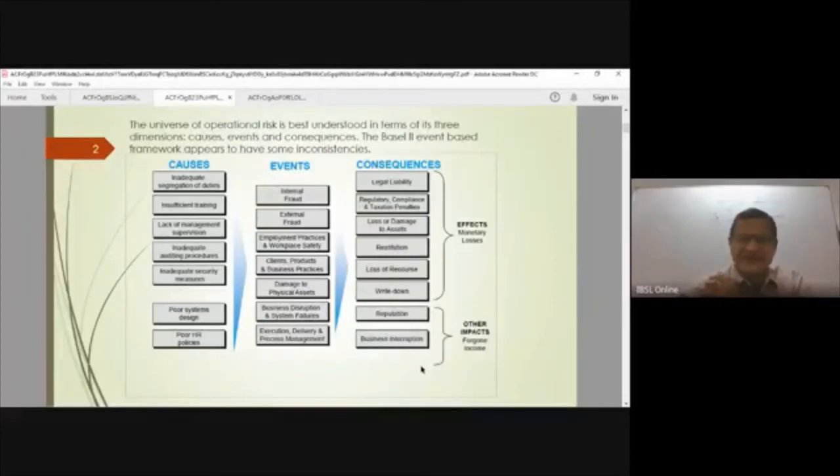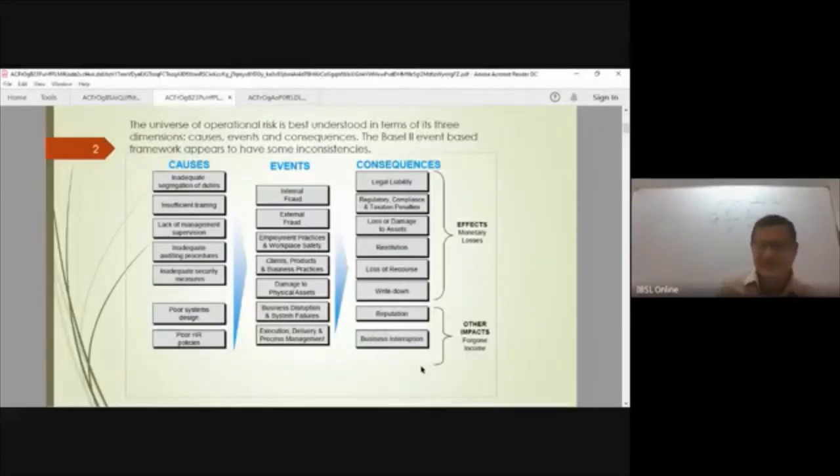Damage to physical assets. If a cause occurs like poor system design, if you have an electrical short circuit and your computer burns, those are events which will cause operational loss. Business disruption. If your systems go blank and you don't have a disaster recovery unit to pick up immediately, those things will create losses and loss of reputation, and those will also be considered operational losses.